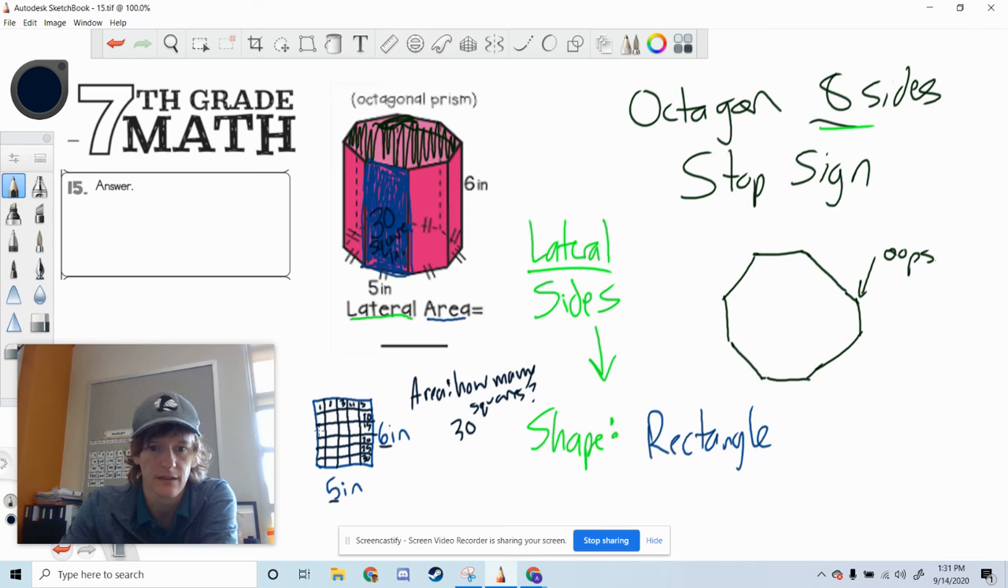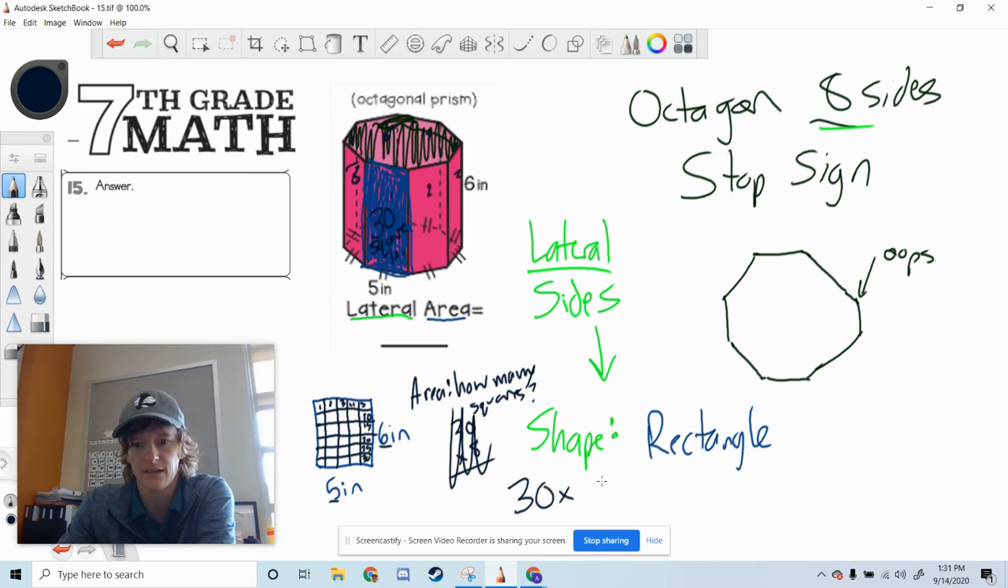Okay, but we're not done, because how many of these do we have? We have 1, 2, 3, 4, 5, 6, 7. We have 8 of them, because this has 8 sides. So this has 30 square inches 8 times. So I'm going to take this 30, and I'm going to multiply this by 8. In fact, I'm not going to do it like this. I'm going to do 30 times 8.